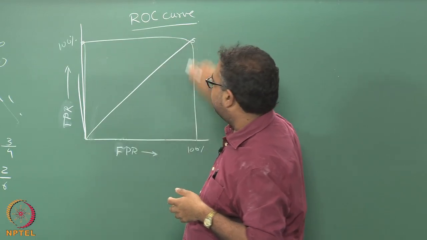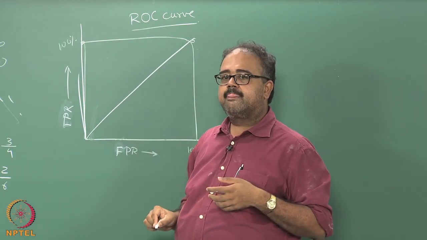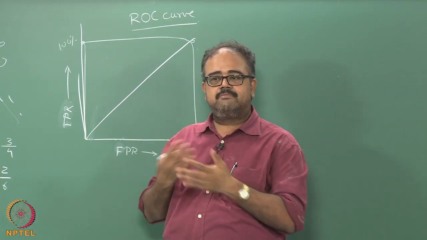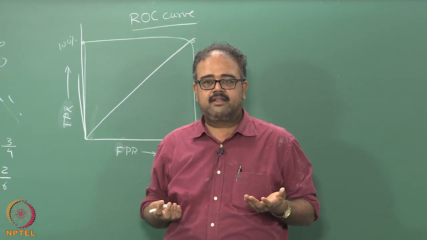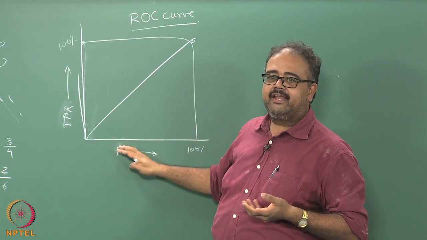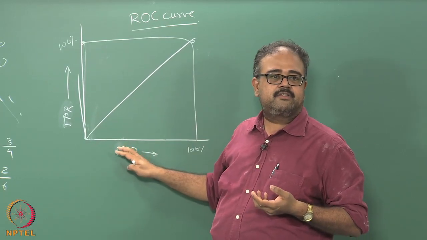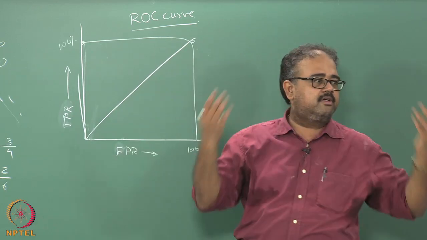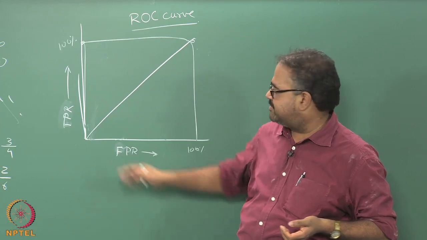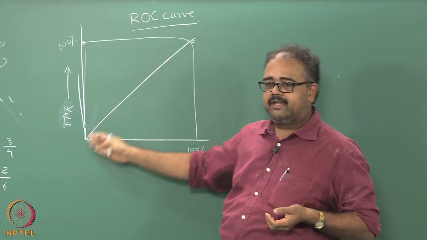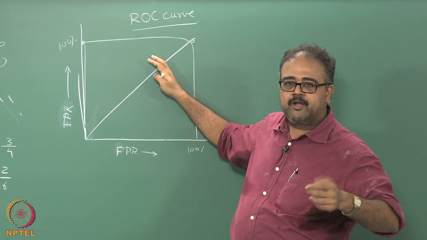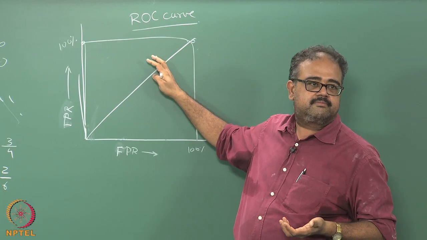And what about that guy? This is essentially random behavior. For every true positive I get an equal fraction of false positives. So essentially I am just flipping coins and telling you whether it is positive or negative, and this gives me that line. So the farther up you are, the higher the probability of you saying positive.